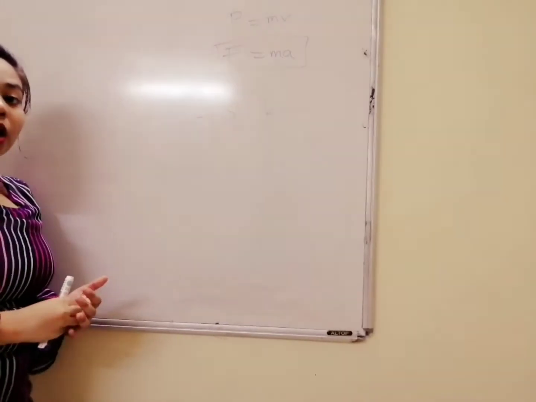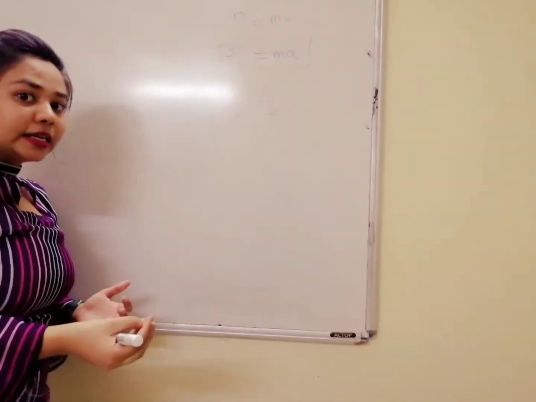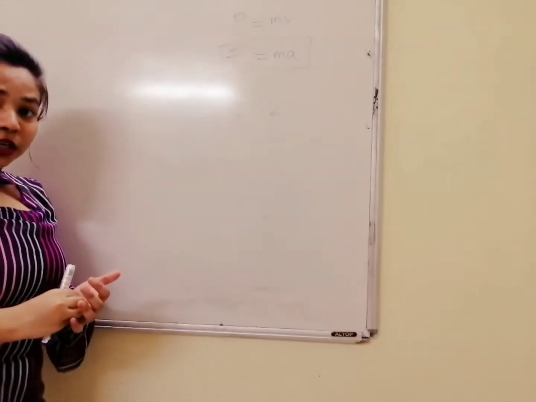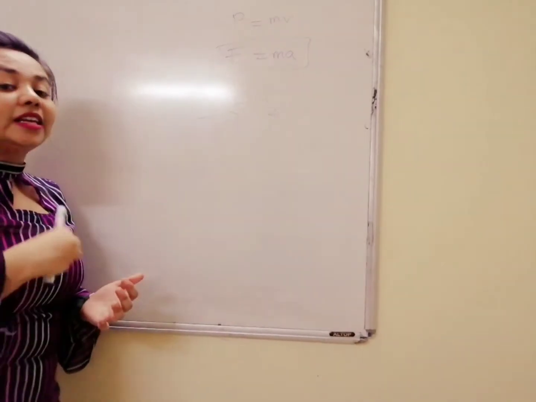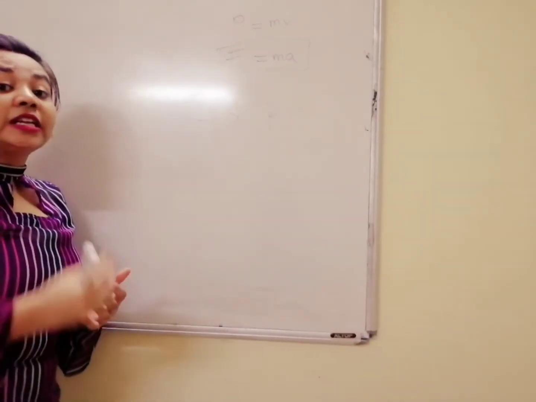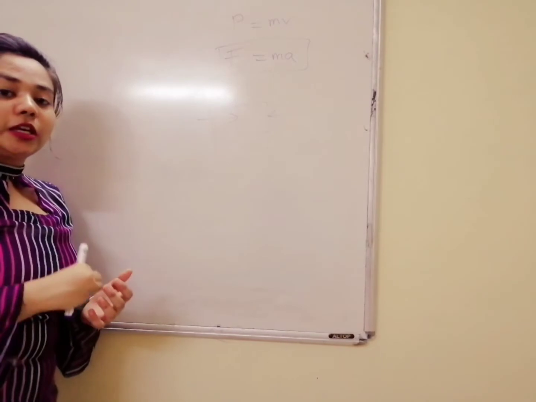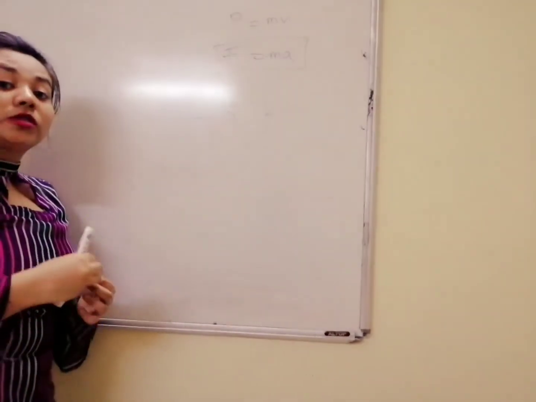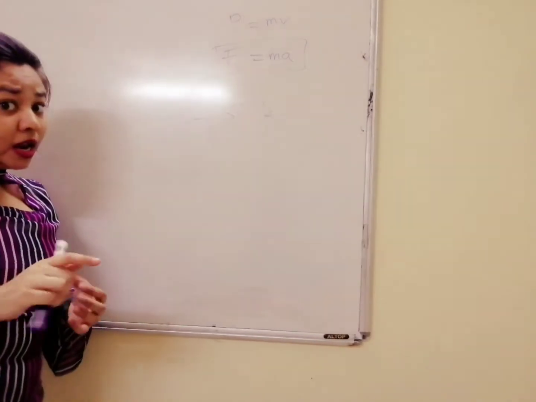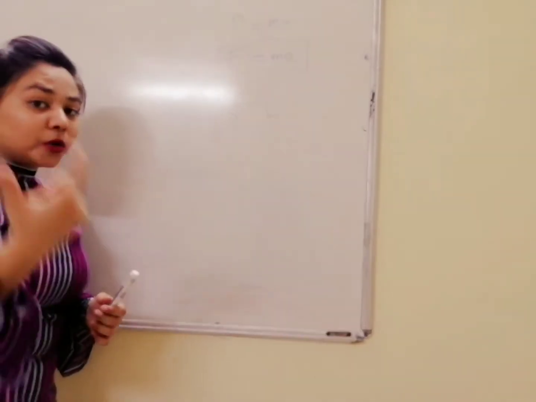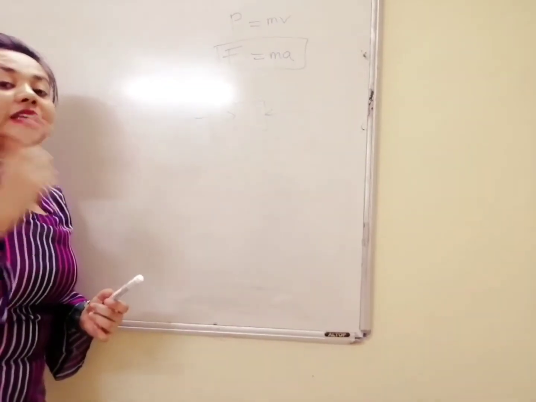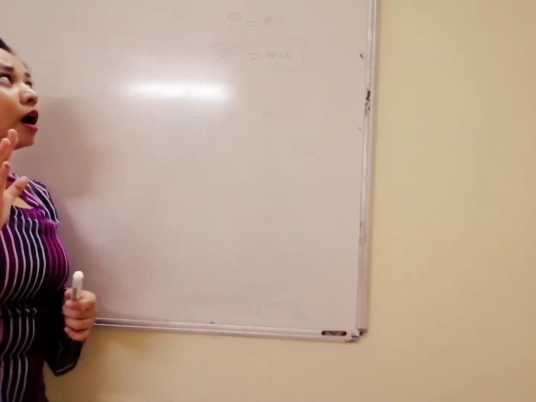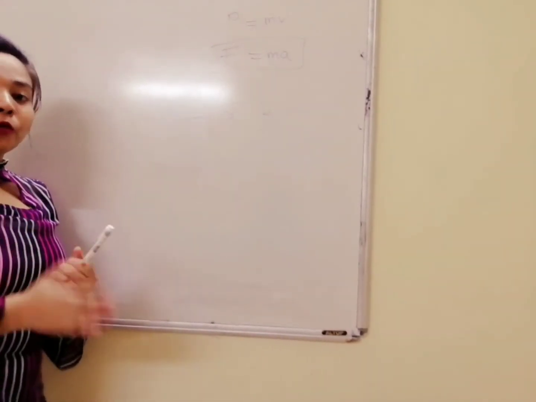Moving on to the third law, it says that for every action there is an equal and opposite reaction acting simultaneously. It should be equal, in the opposite direction, and at the same time. This explains the third law of motion.